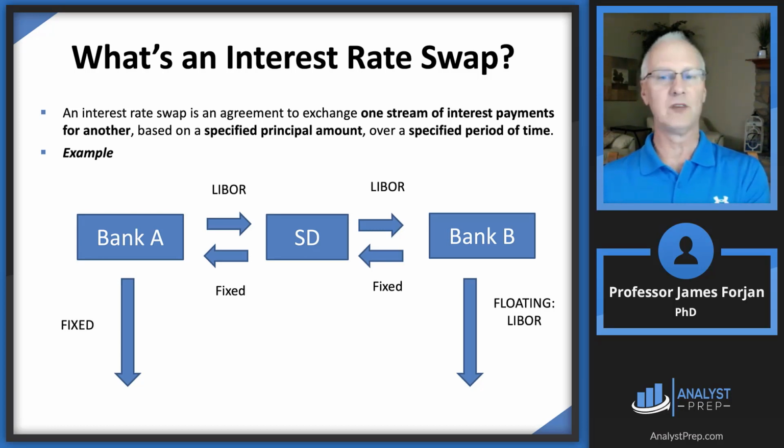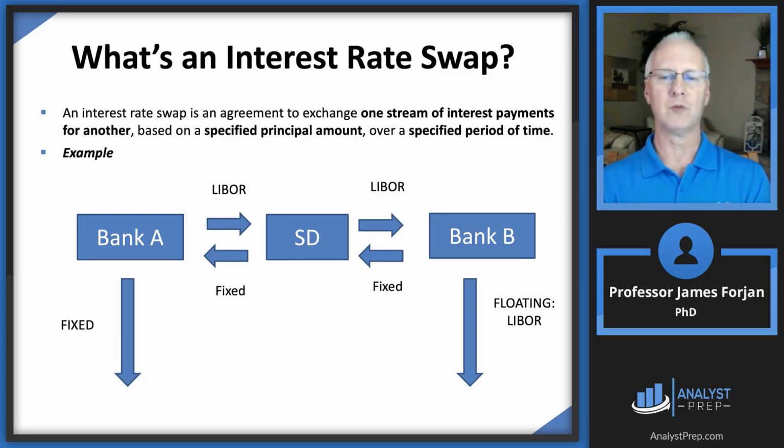And of course, Bank B does just the opposite. Bank B is paying the floating rate. So Bank B calls the swap dealer and says, hey, will you pay the floating rate for me? And the swap dealer says, sure, I'll make those payments for you. What do I get in return? And Bank B says, hey, how about if I pay you something that is fixed? So notice Bank B turns a floating rate loan into a fixed rate loan. And this is the beauty and the simplicity of swaps.